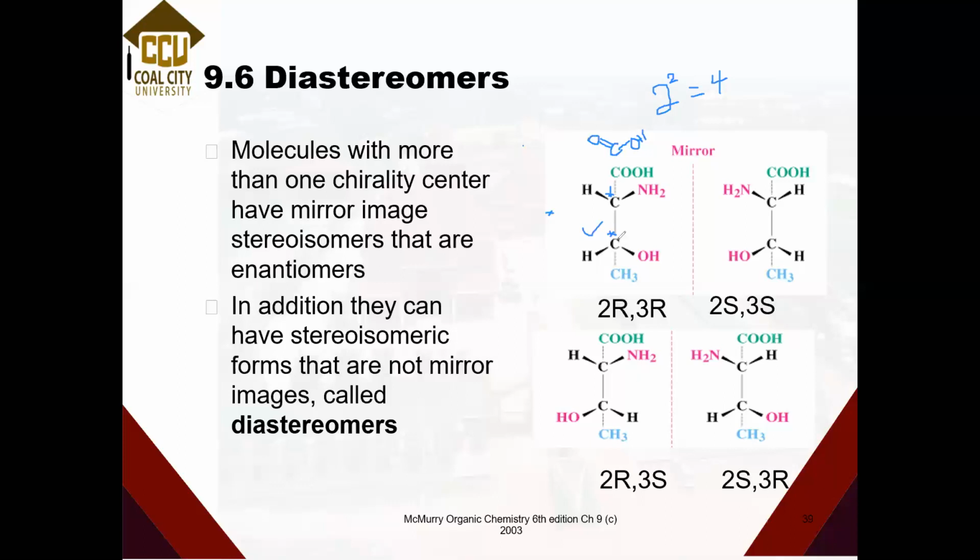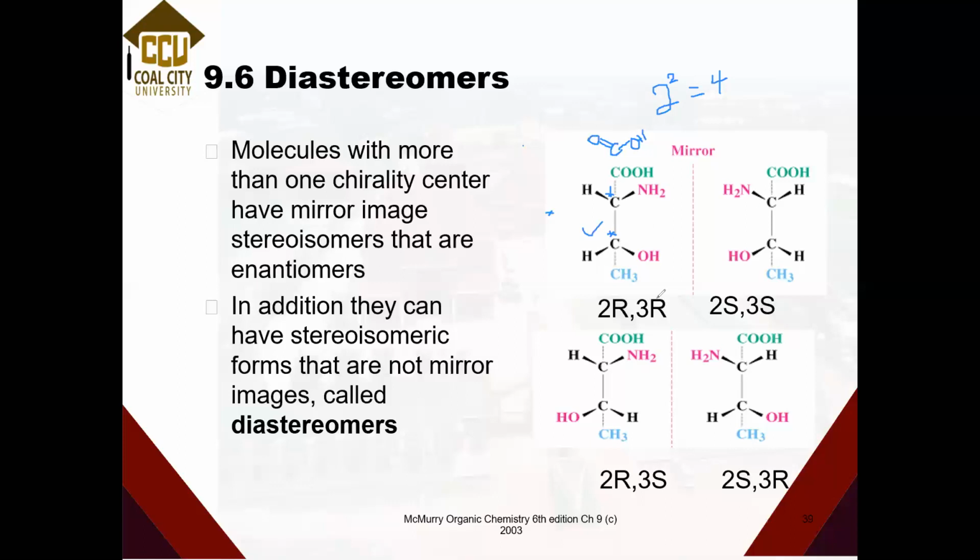But this and this are not mirror images, but they are still stereoisomers of each other. Since they are not mirror images, we say they are diastereomers. These two are not mirror images, we say they are diastereomers. These are not mirror images, they are diastereomers.